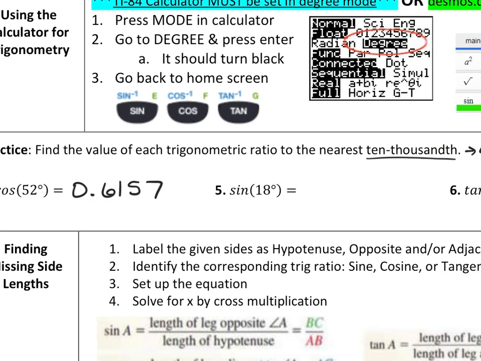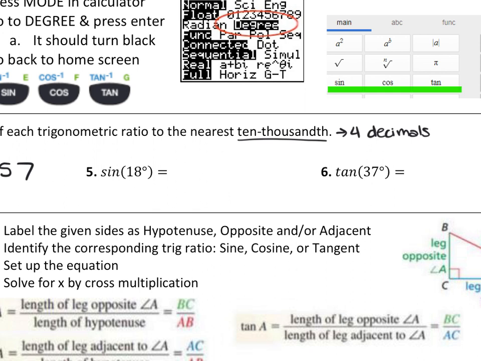Okay, sine of 18 degrees. So we press the sine button and type 18 and close our parentheses. We don't have to put the degree symbol. We're in degree mode. Round to the nearest 4 decimals. That means this would become 0.3090.